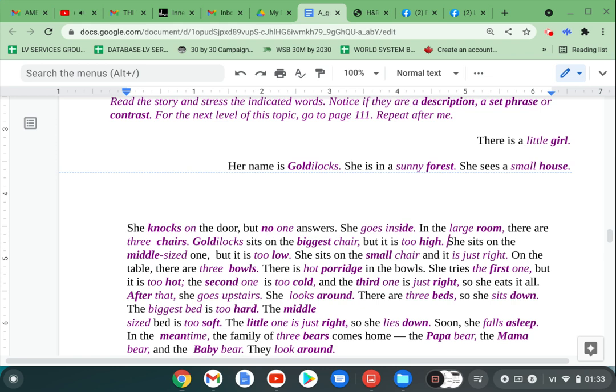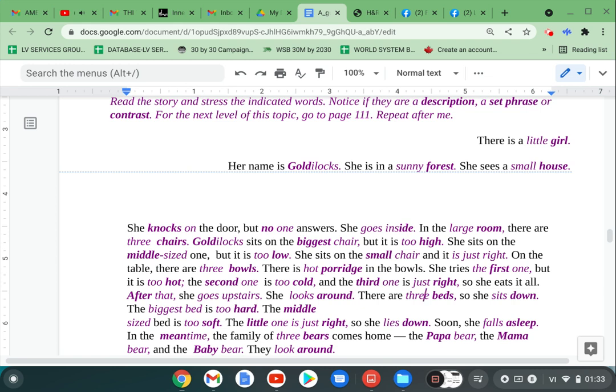On the table, there are 3 bowls. There's hot porridge in the bowls. She tries the first one, but it's too hot. The second one is too cold. And the third one is just right. So she eats it all. After that, she goes upstairs. She looks around. There are 3 beds.